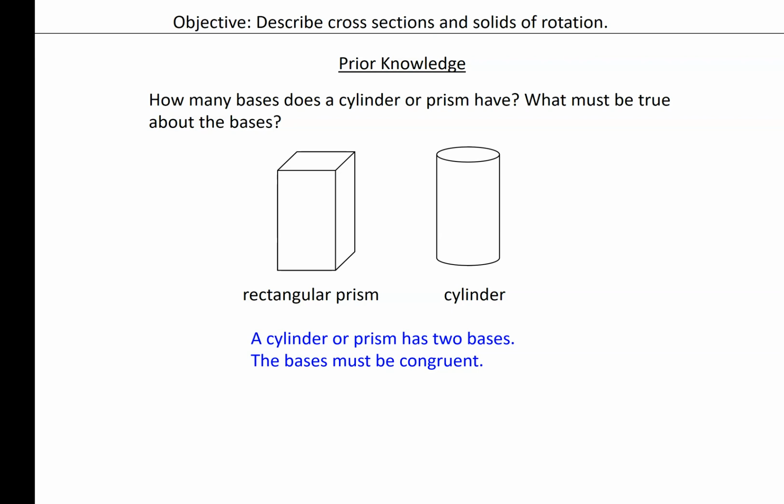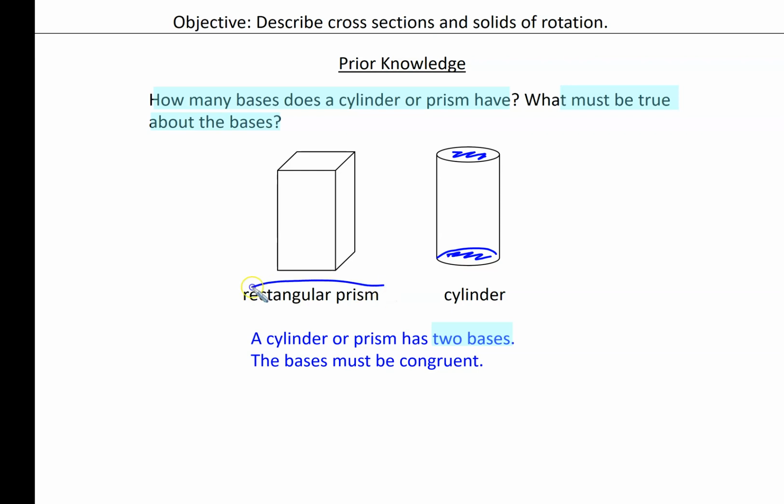So one of the things that we want to keep in mind about some of the basic solids that we have already learned about in our volume unit is with prisms and cylinders. The question here is how many bases does a cylinder or prism have and what's true about those bases. Remember that they have two bases each. Now the cylinder, those bases are always the two circles that are opposite and parallel each other.